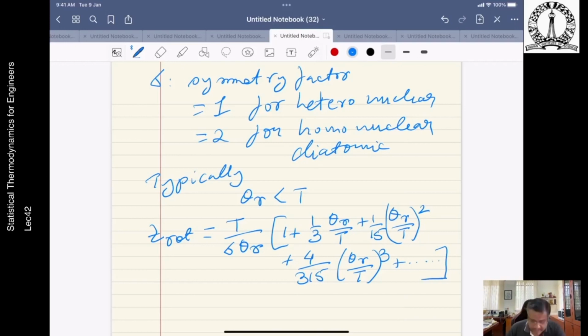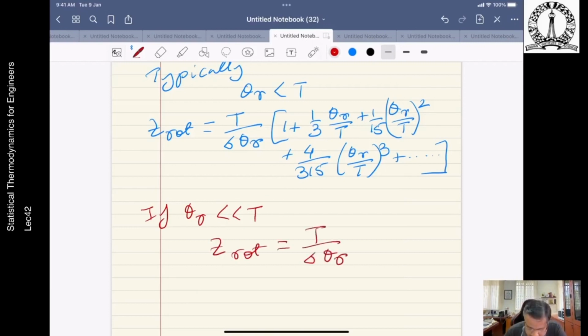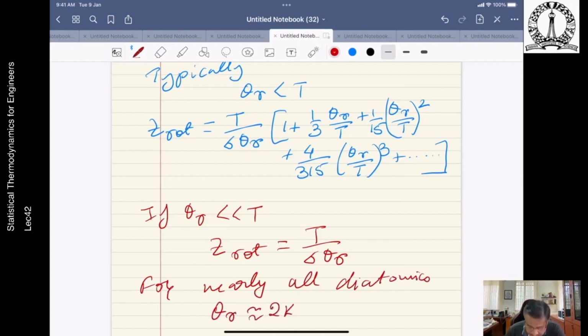Now, if on the other hand, theta r is much less than T, then this sum can be converted to an integral, and Z rotation will become T by sigma theta r. For nearly all diatomics, theta r is of the order of about 2 Kelvin.